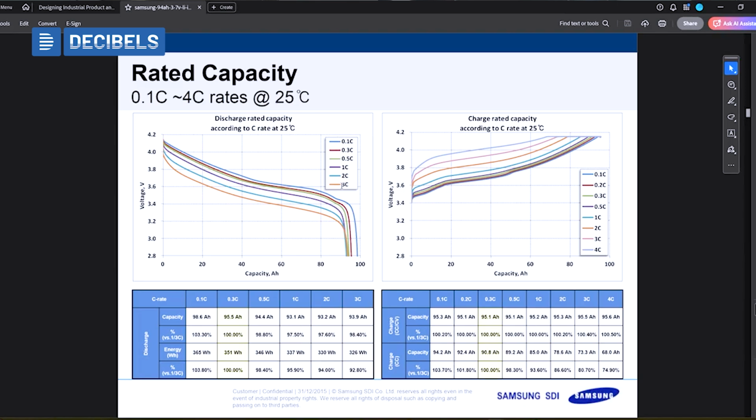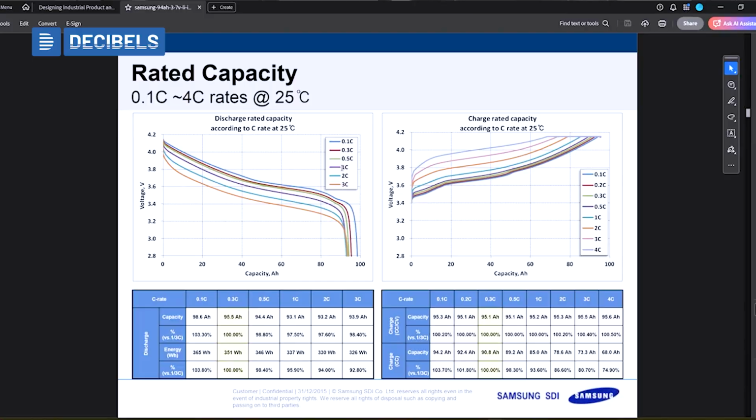So C rating is nothing but, if the cell is, let's say, a 5Ah cell, drawing 5 amps of current is equal to 1C. That means it will be discharged in 1 hour. Got it. So 1C will discharge over 1 hour, however 2C discharges over 30 minutes, and 3C means it will be discharged in 20 minutes. So for this particular test, they have done it for 0.1C, 0.3C, 0.5C, 1C, 2C and 3C, all the different discharge rates.